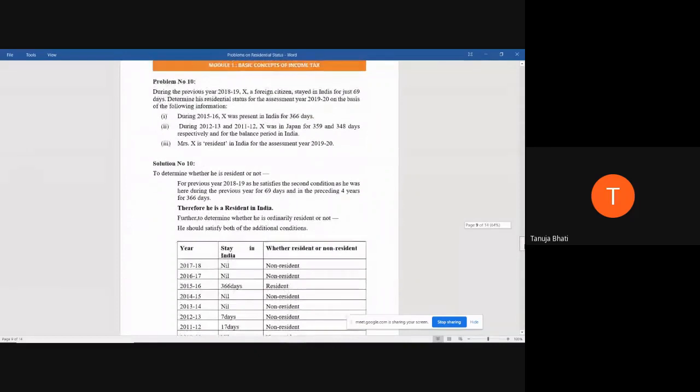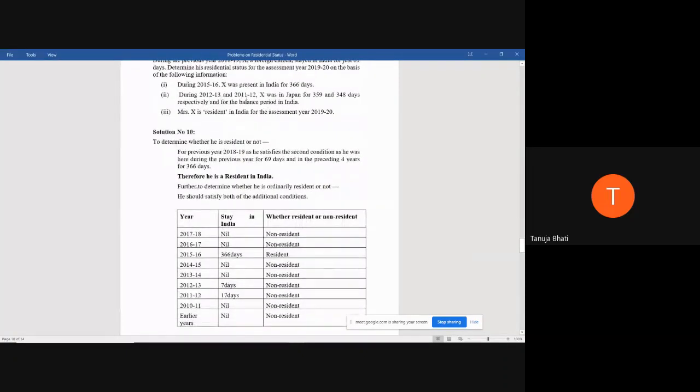Okay. Let us move to problem number 10. During the previous year 18-19, X, a foreign citizen, stayed in India for just 69 days. Determine his residential status for the assessment year 19-20 on the basis of the following information. So basis this information, we have to determine his residential status. During 15-16, X was in India for 366 days.